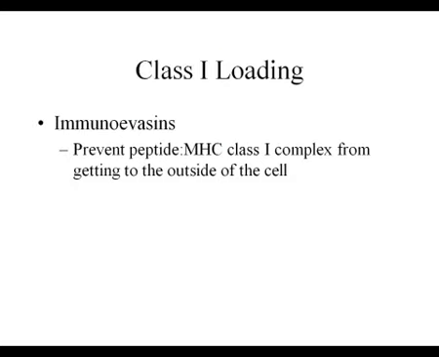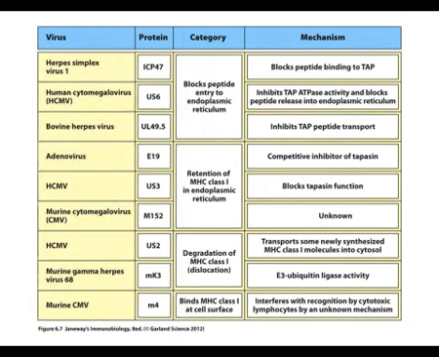Okay, one other thing that I liked in this chapter was a discussion about immunoevasins. So these are things that prevent somehow the peptide MHC class 1 complex from getting to the outside of the cell. And there is a whole chart that is very nice, and it gives some examples of different viruses and what they do to prevent that from happening. And I really think it's interesting. I don't think there's anything you need to memorize here. You probably know the basic concept.